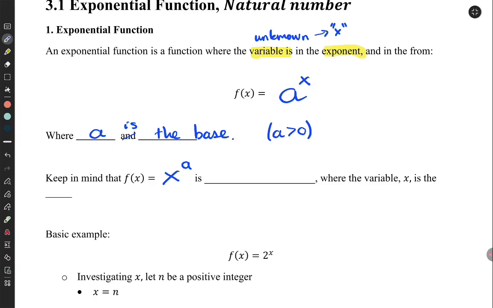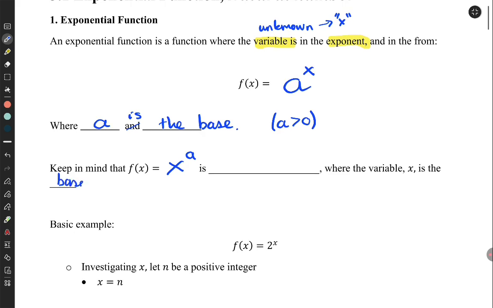In this one, the variable, the unknown x, is the base. It's on the bottom, it's the base. Exponent, base, exponent. So this one is not that. What is this one? A polynomial, a power. So that's a big difference. That's the introduction of the exponential function.